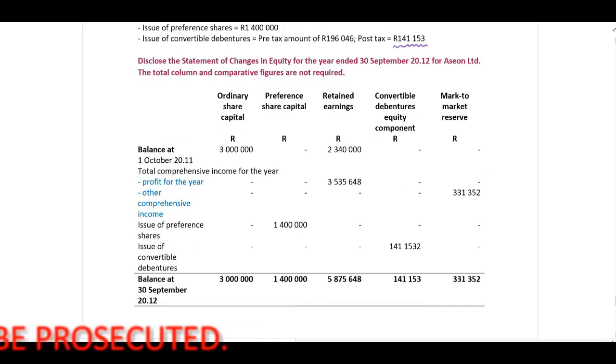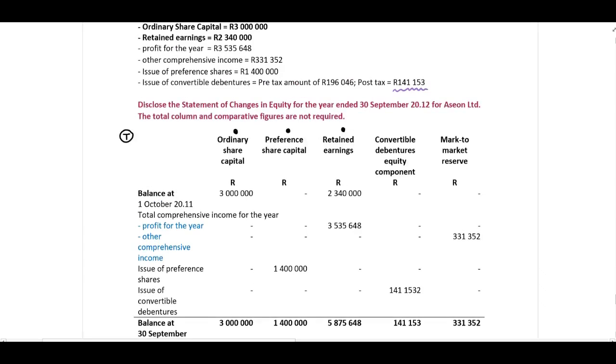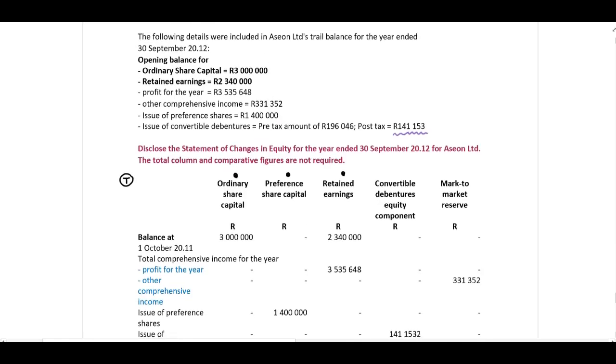First step, include your template. Now your template will include your ordinary share capital column, preference share capital, retained earnings, and then guys, important, you should be led by the information that they provide to you. They've indicated to us that there is other comprehensive income. Now guys, an assumption, this is your mark-to-market reserve.